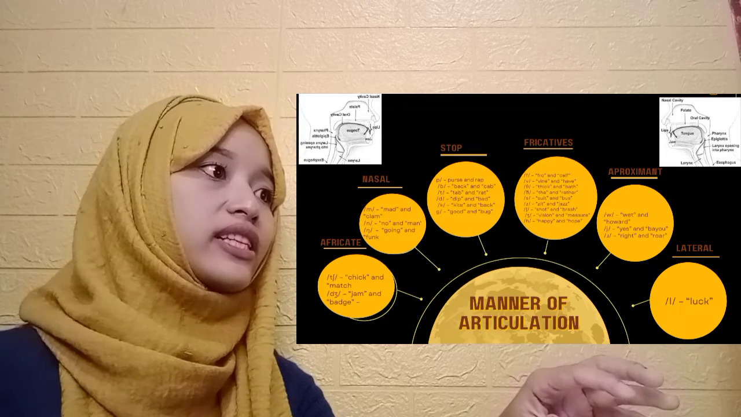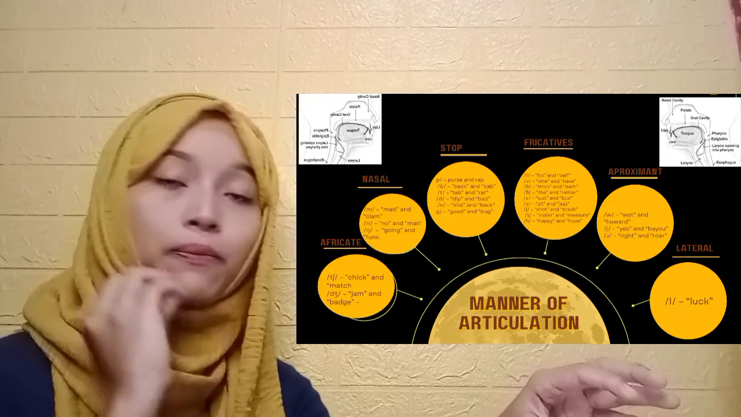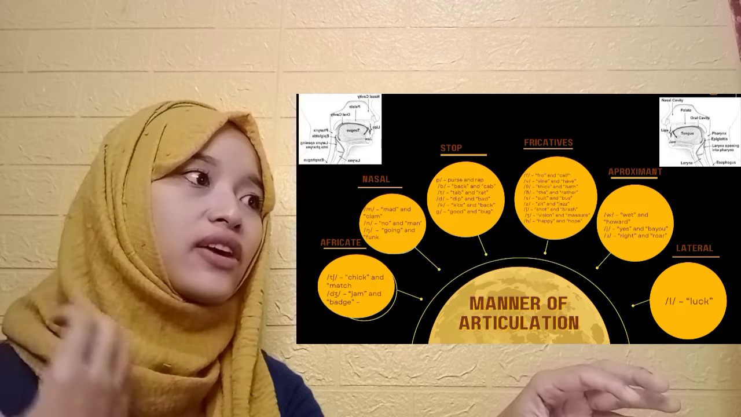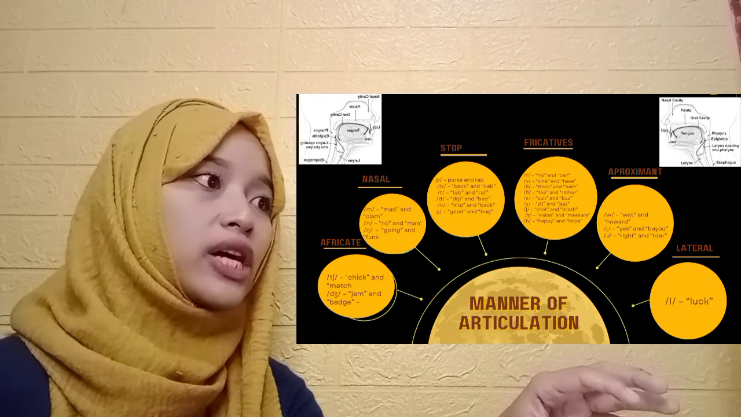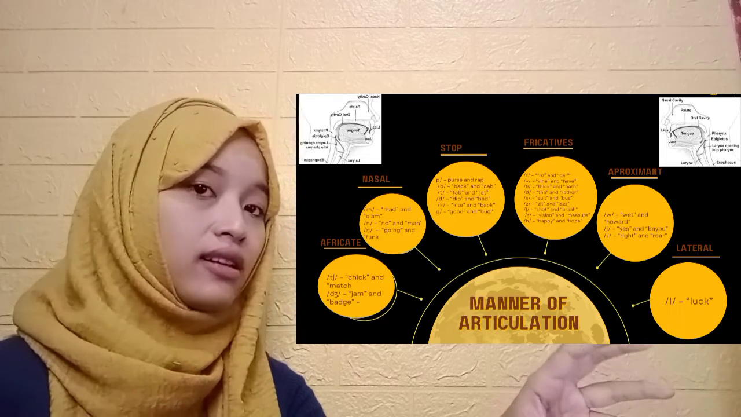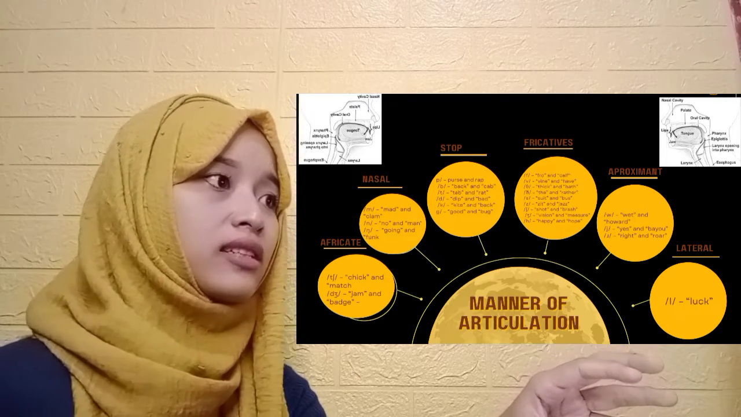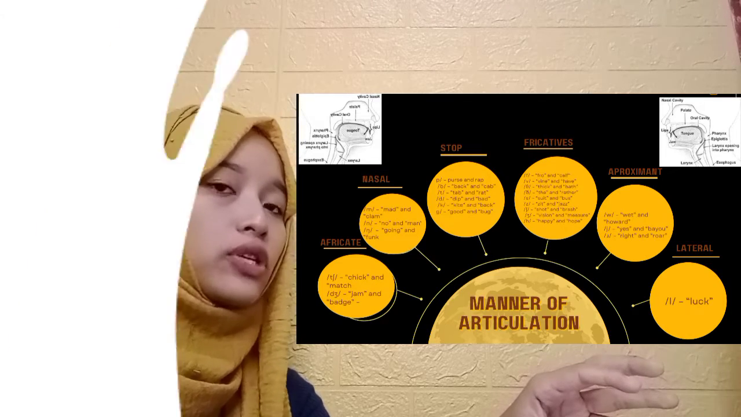The sixth is lateral. Lateral consonants are when the tongue blocks the middle of your mouth so that air has to pass around the sides. There is only one lateral consonant in English. The first one is l, as in luck. Place the tip of the tongue on the alveolar ridge.